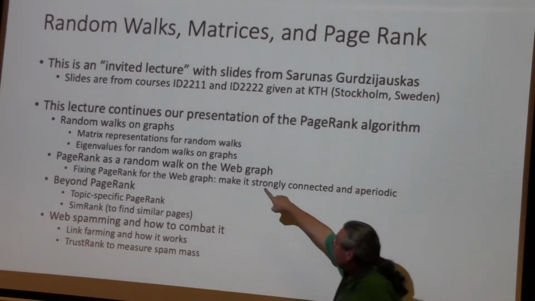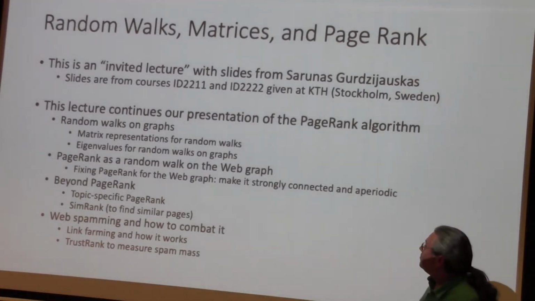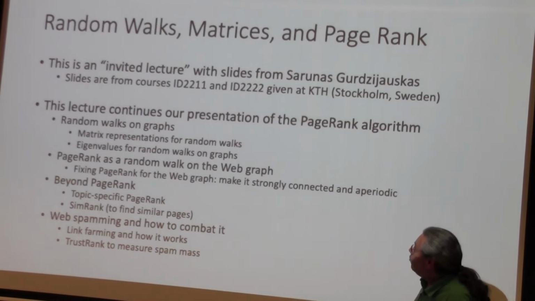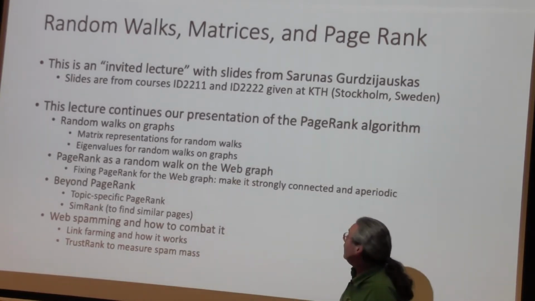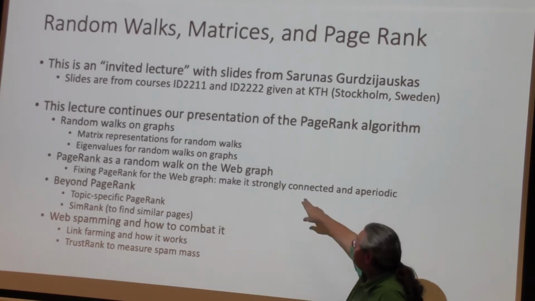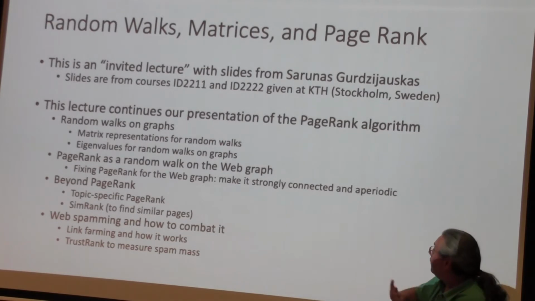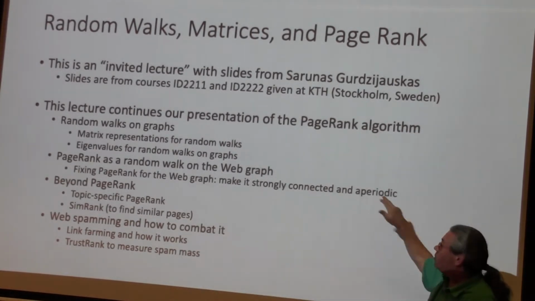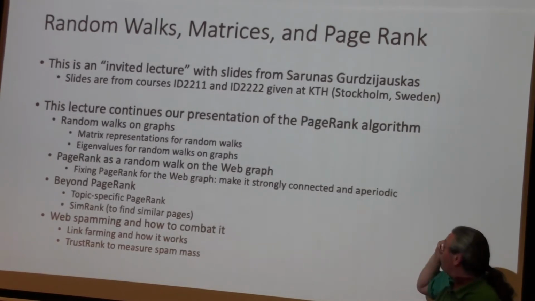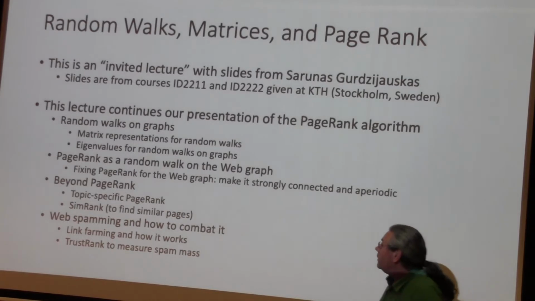We're going to talk about random walks. I mentioned random walks already, and we're going to go much more into them. We're going to talk about eigenvalues, matrix representations of that, PageRank as a random walk, but you have to fix the random walk. You have to make the web graph strongly connected and aperiodic for the random walk to work. This corresponds to the evaporation.